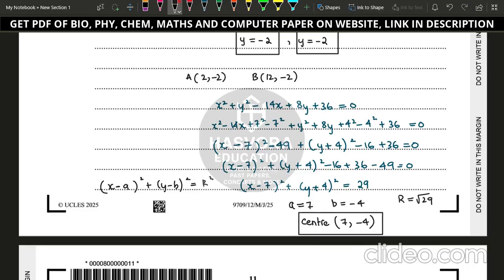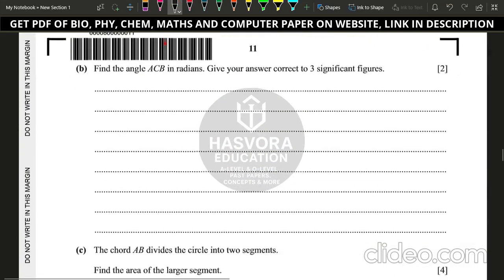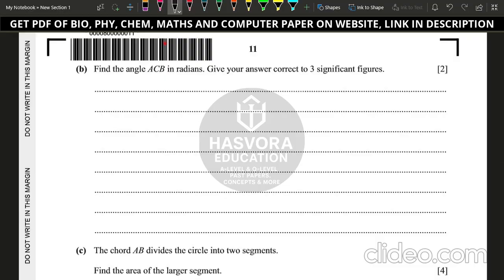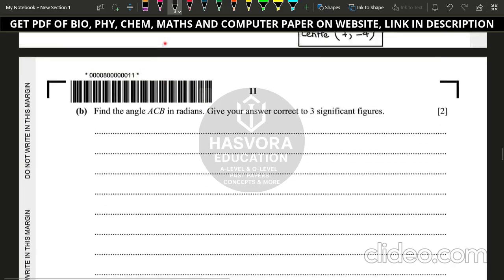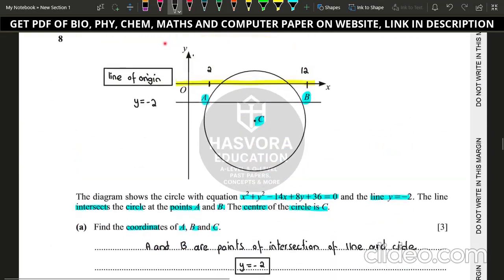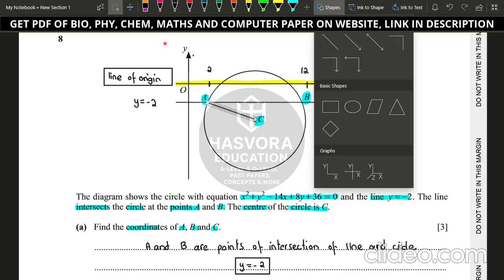Let's move on to the second part. The B part says find the angle ACB in radians, give your answer correct to 3 significant figures. Okay, so let's see what ACB is. Actually, ACB is this. Let me just draw it first and then I will show you.